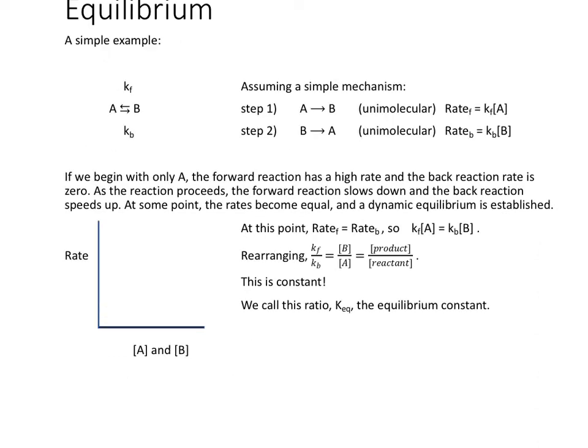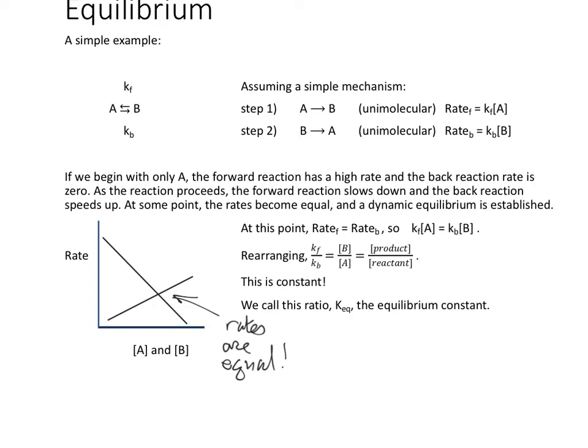Now, if we begin with only species A, then the rate starts rapidly and it decreases as the concentration of A decreases. The rate with regards to B starts at 0 and increases as B is formed. Now notice, at some point, the 2 rates are equal to each other. In other words, the rate in the forward direction is equal to the rate in the backwards direction.